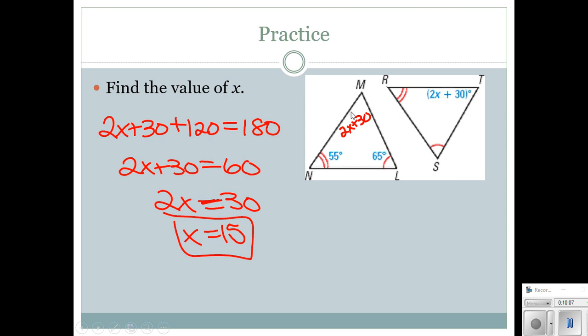I want you to write 2x plus 30 here. And then to solve for x, a triangle has 180 inside. That is the sum of the interior angles of a triangle. So you're going to do 55 plus 65 plus 2x plus 30 equals 180. So you're going to add these two, which is 120. Add 2x plus 30 to that and make that equal 180. So subtract 120 from 180, that's 60, subtract 30, which is 30, divided by 2, and you're able to solve for x. So x is 15.